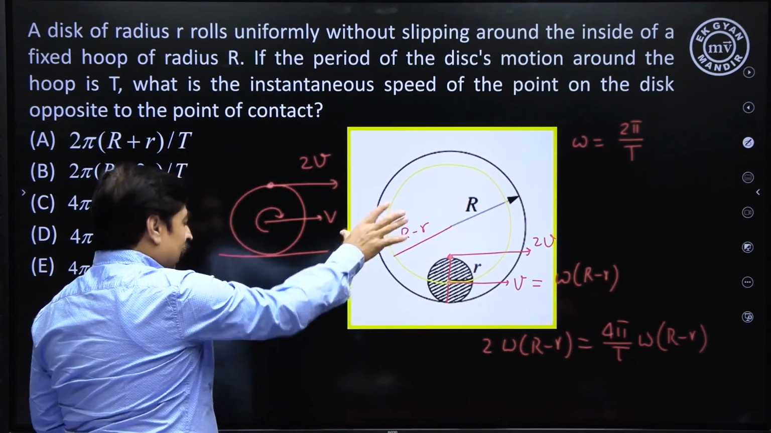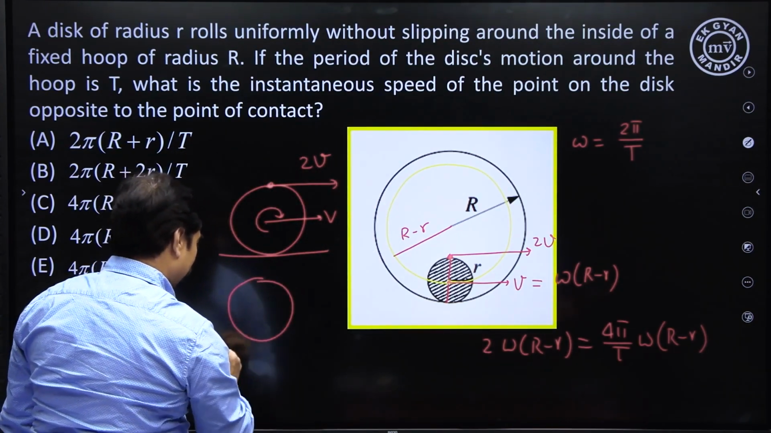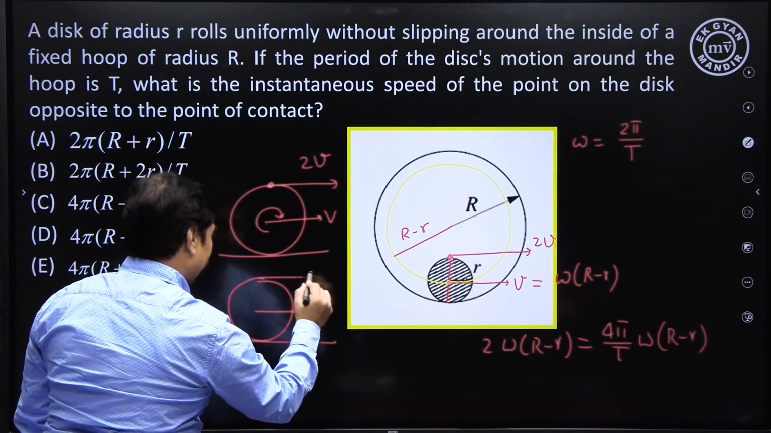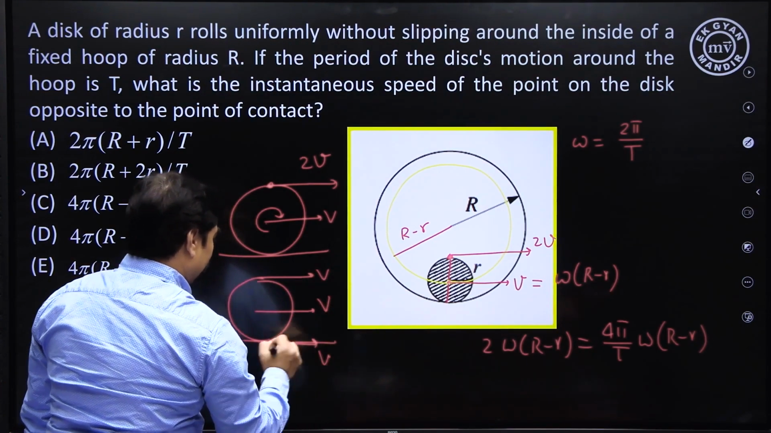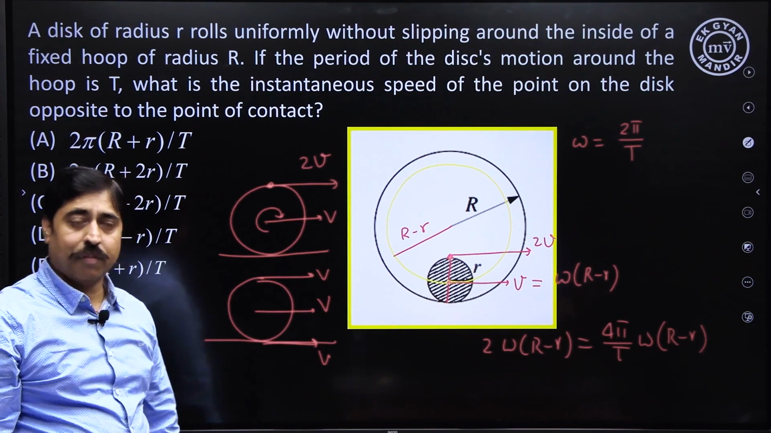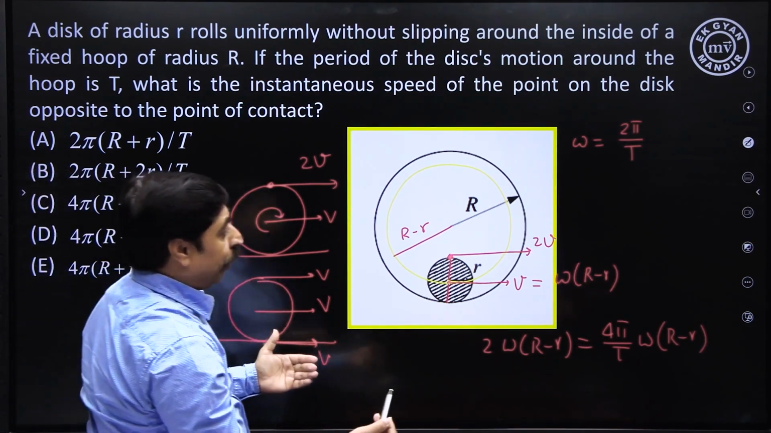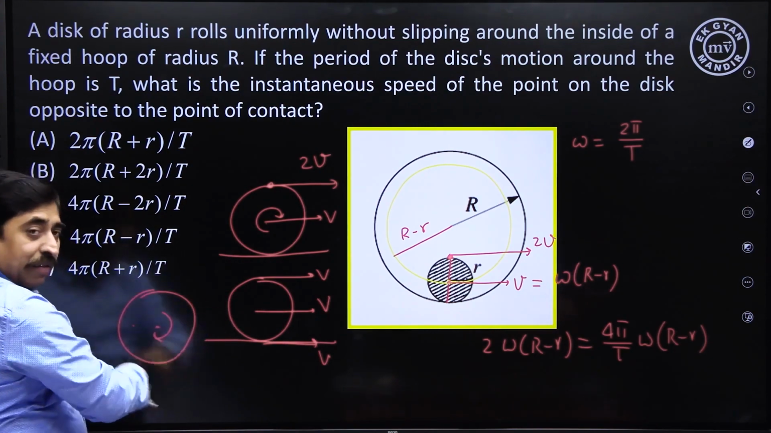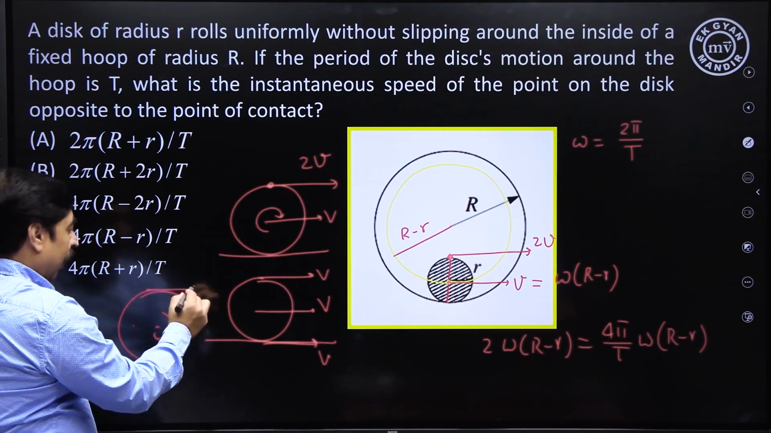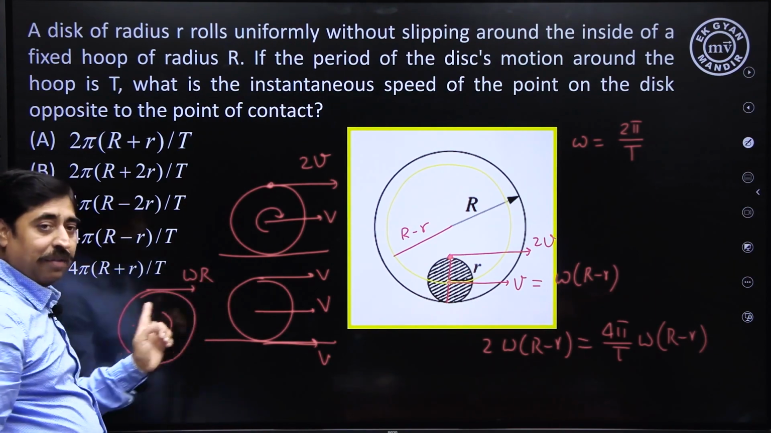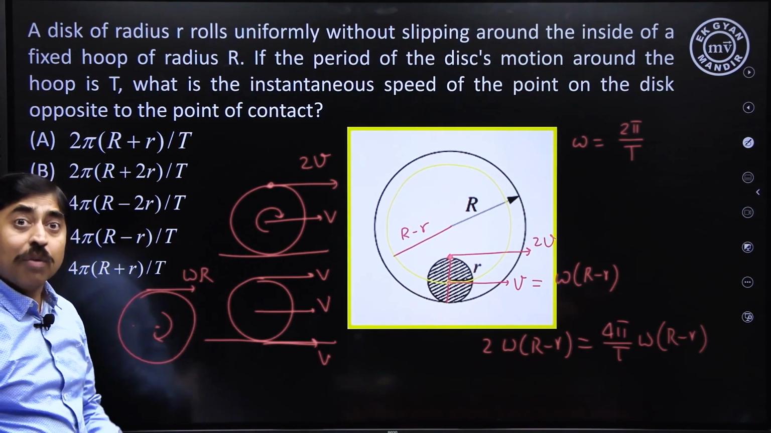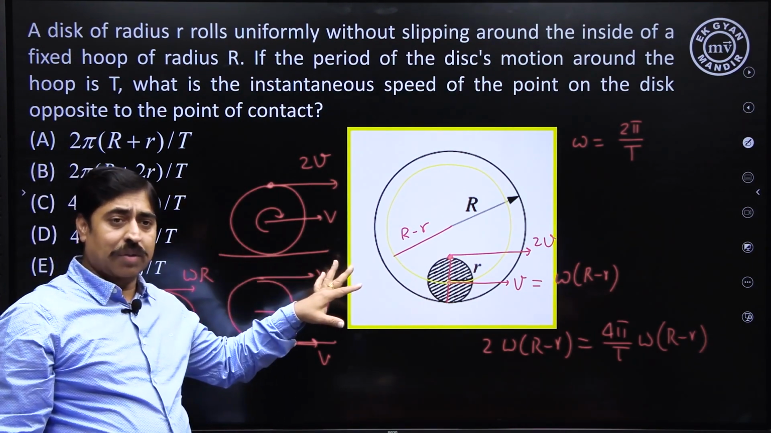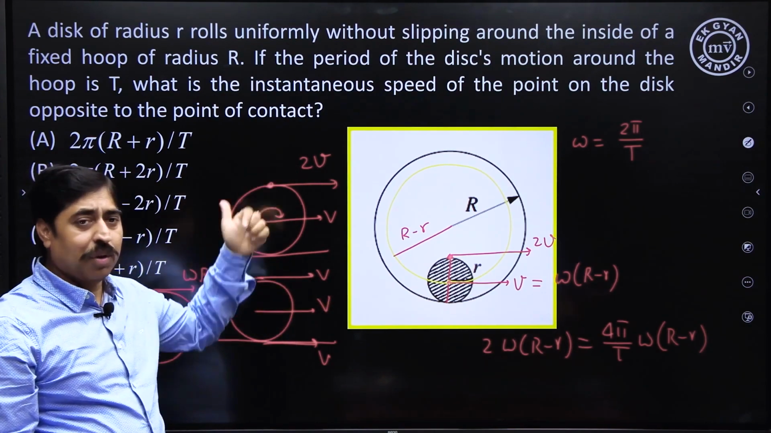So if the disk is just sliding, it's not rotating. If the whole thing is moving with velocity v like this, there is no rotation, then each and every point has velocity v. But if the disk is simply spinning, forget about any translational motion, then every point has velocity omega into r in the tangential direction. So when a disk is rolling without slipping, we all know that v is equal to omega r.